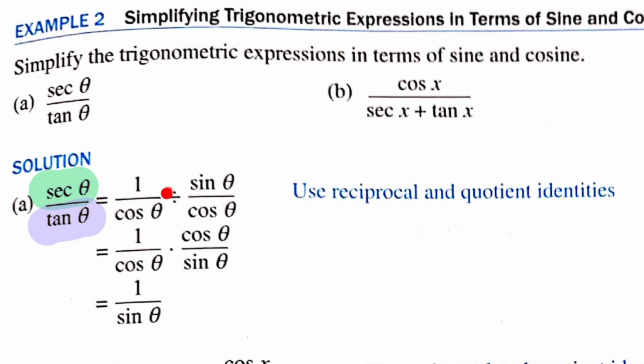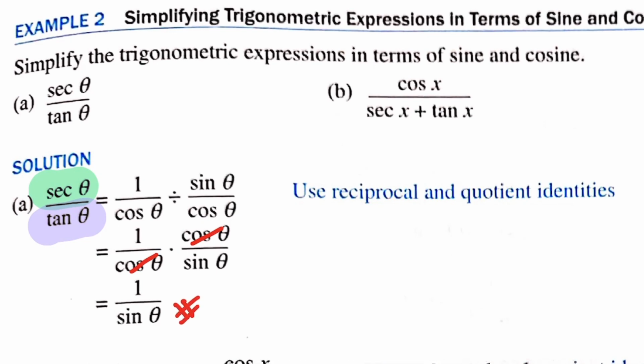Okay, so this is divide. Let's change to multiply. Just flip this around. So now you have 1 over cos times cos over sine. And then since you have the same term here, we can just cancel out. Now you are left with 1 over sine.